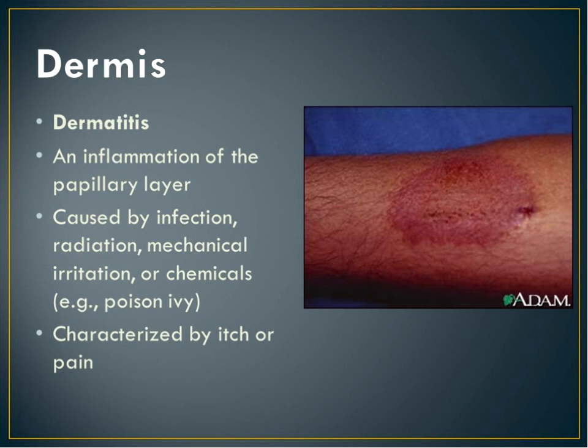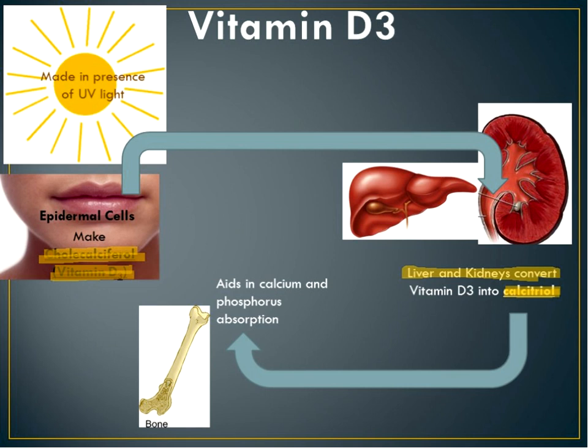So some issues we can have with the dermis is what we call dermatitis, which is an inflammation of the top layer of the dermis, the papillary layer. And things that can cause dermatitis are an infection, radiation, mechanical irritation, so you're constantly having some friction with something constantly rubbing against that area, which can cause this inflammation of that top layer. Chemicals, poison ivy, poison oak, those are all considered what we call contact dermatitis, because you come into contact with these different poisons. Some of the features of this inflammation or dermatitis are itchiness and pain, and there's usually some swelling that accompanies it as well.